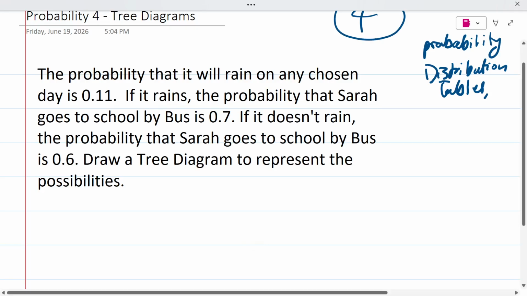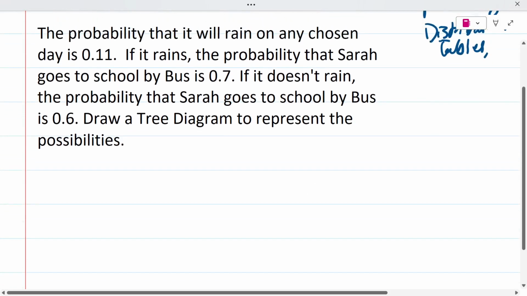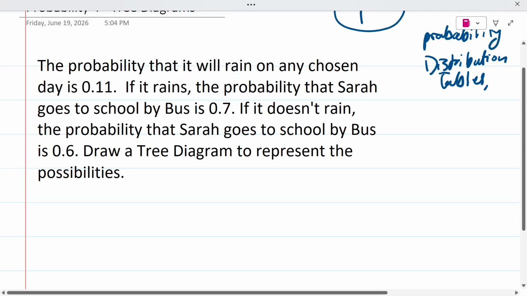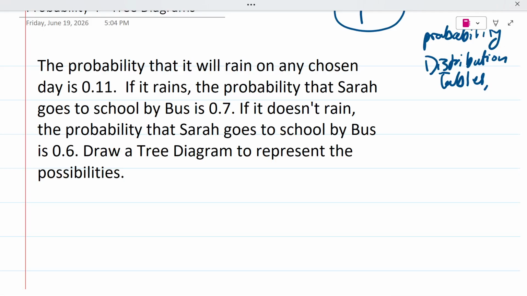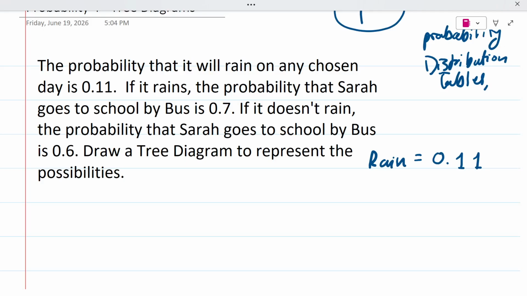Now, look, the probability that it will rain on any chosen day is 0.11. So now let's start with writing the data that has been given to us, and the data that we're going to infer from the data that's been given to us. Now look, the probability that it will rain is 0.11. And I told you that probability is always greater than or equal to 0 and less than or equal to 1, right? So, yep, the probability is in range.